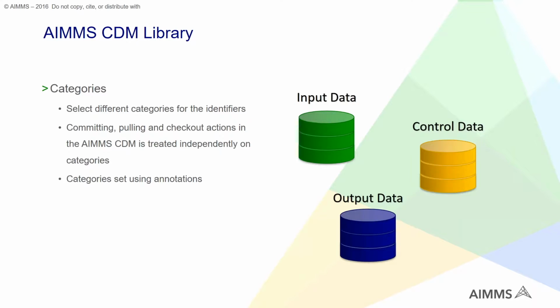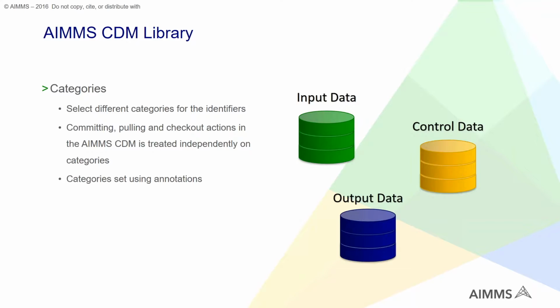So when adding the CDM library and setting up the service, we have the option to add categories in an annotation. Our CDM library works with different categories that we can assign different identifiers into. So these are data categories like input data, control data, or output data. So that means that when we push or pull data, or if we make any data changes, we do them all on a category level.